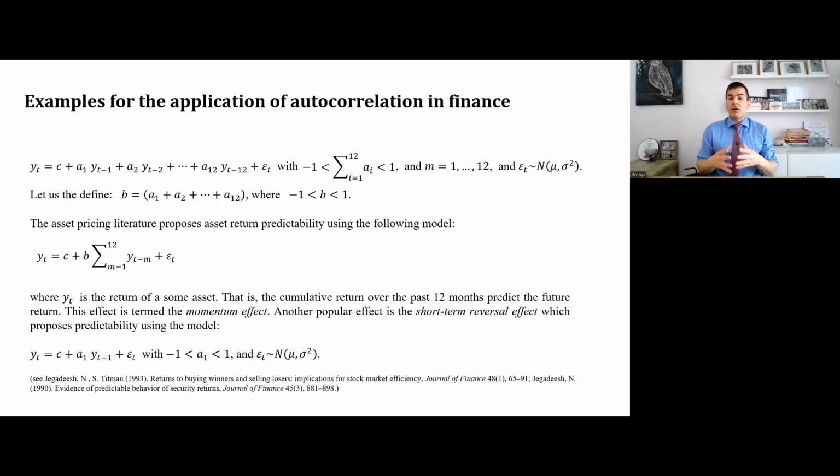The corresponding academic studies you see here. The first study, the momentum study, was originally studied by Jegadeesh and Titman in the 1993 paper entitled Returns to Buying Winners and Selling Losers: Implications for Stock Market Efficiency, whereas the short-term reversal effect was first proposed in the paper from Jegadeesh from 1990, Evidence of Predictable Behavior of Security Returns. Both studies were published in the Journal of Finance. These are just two examples of how autocorrelation enters the financial research sphere.